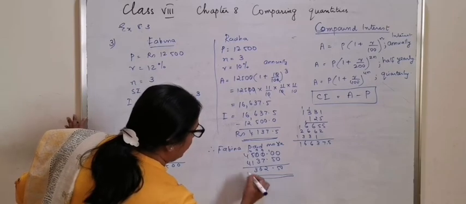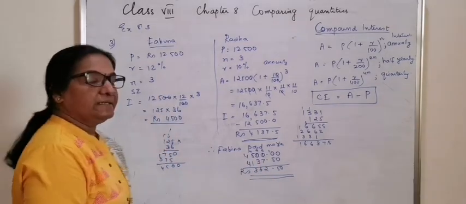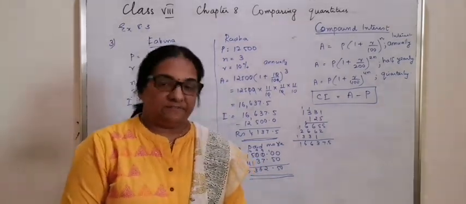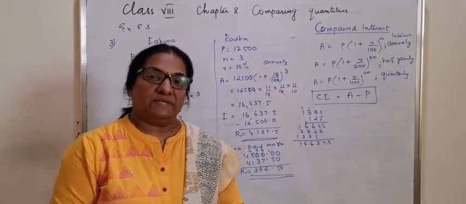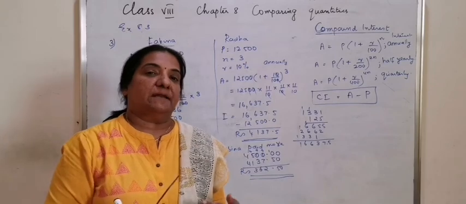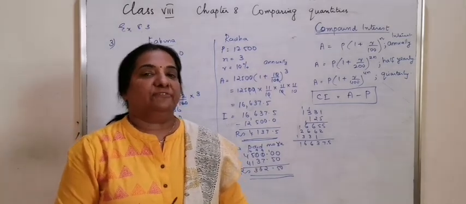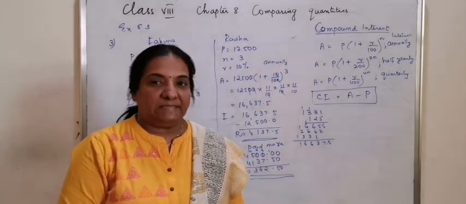The difference is rupees 362.50. The remaining part of the exercise also, all the questions based on compound interest calculated annually or half yearly, we will select and do it by the next class.